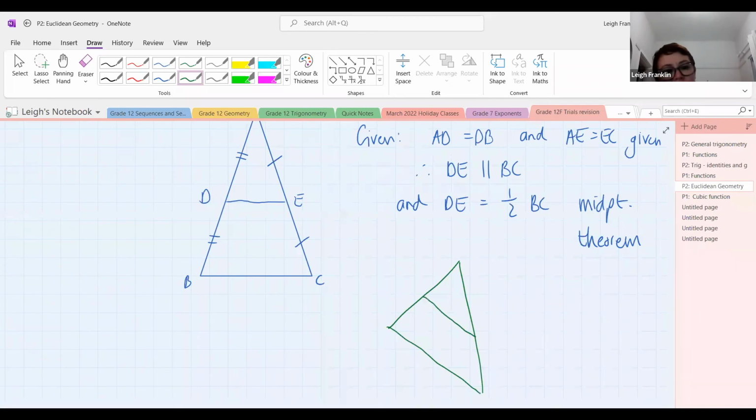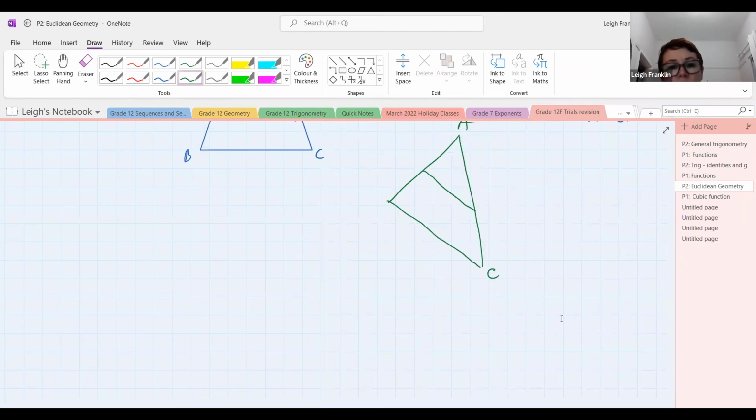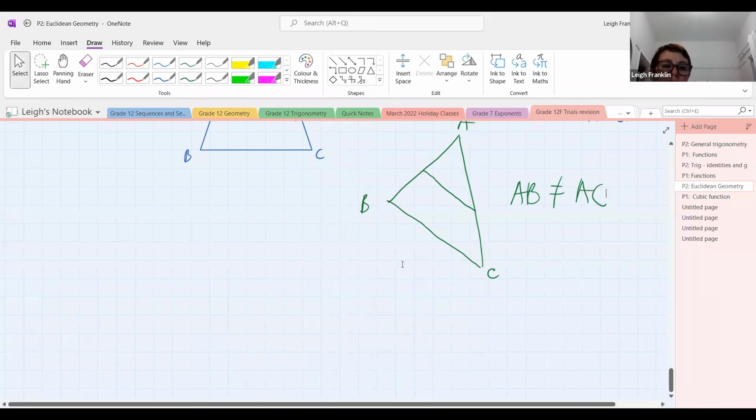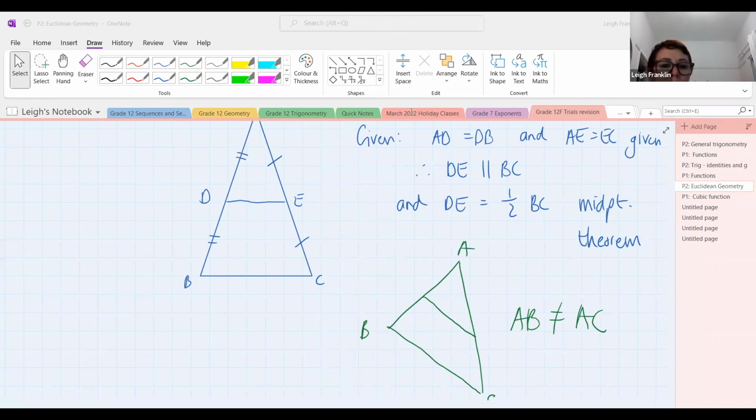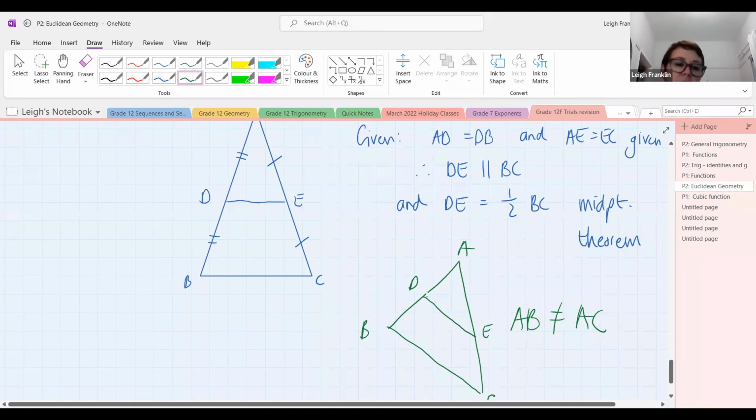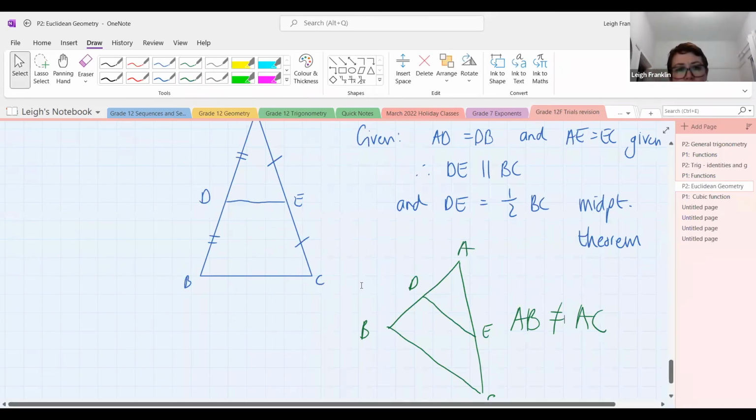Now this line over here, let's call this one AC. And let's call this one AB. Now you can see that AB definitely does not equal AC. So it's not about the two line segments being equal to one another. It's about the fact there are two midpoints. So over here in both of these, D and E are the midpoints on AB and AC respectively. Does that make sense to everyone? Are we feeling good?